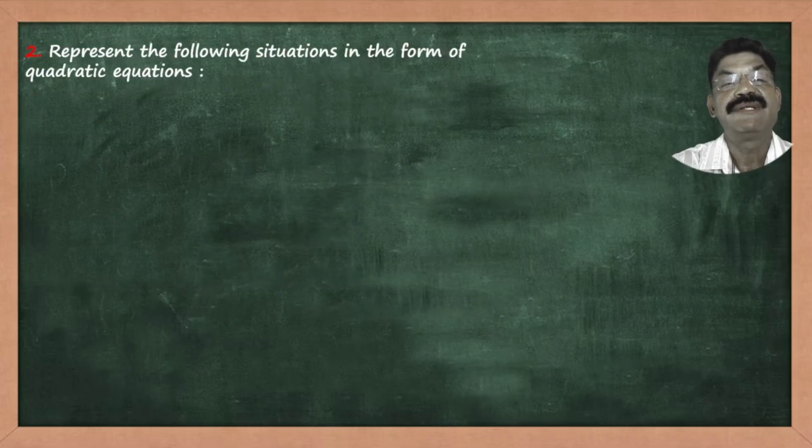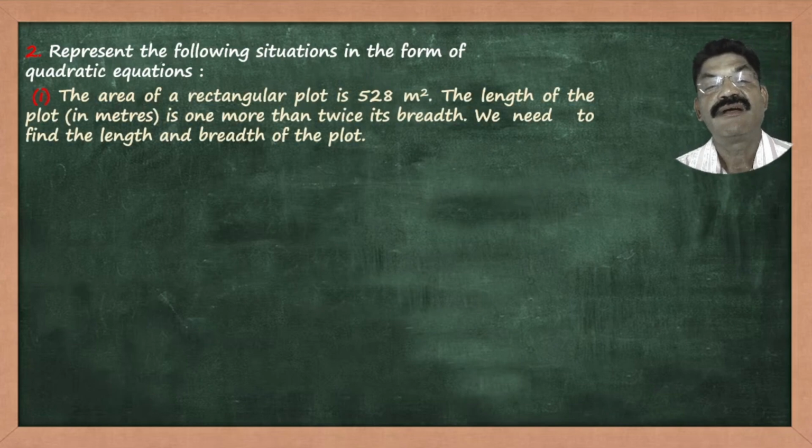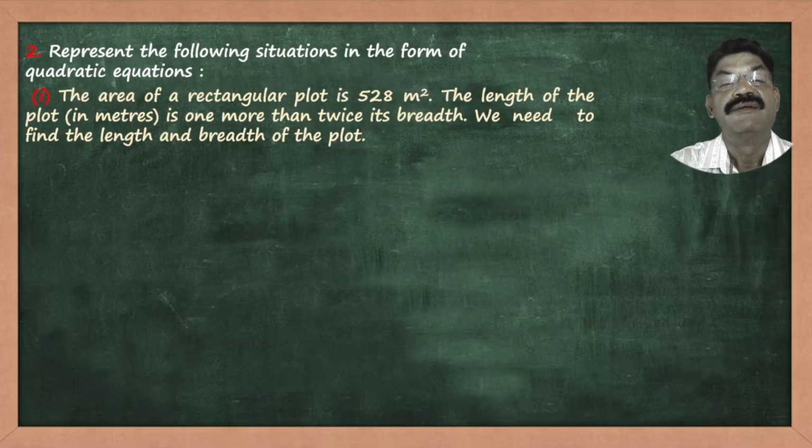Second problem, represent the following situations in the form of quadratic equations. First sum, the area of a rectangular plot is 528 meters square. The length of the plot in meters is 1 more than twice its breadth. We need to find the length and the breadth of the plot. A similar problem we solved in an example.